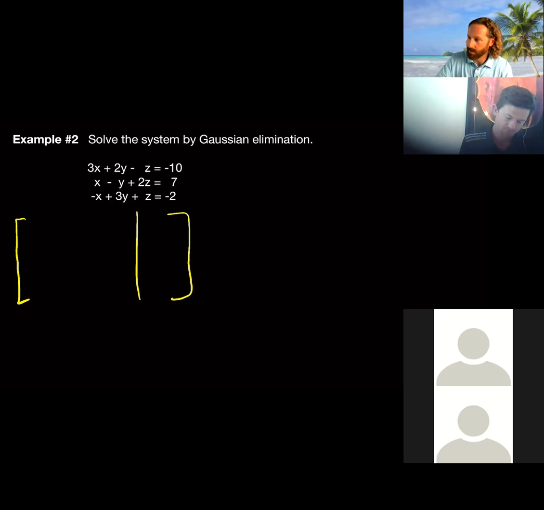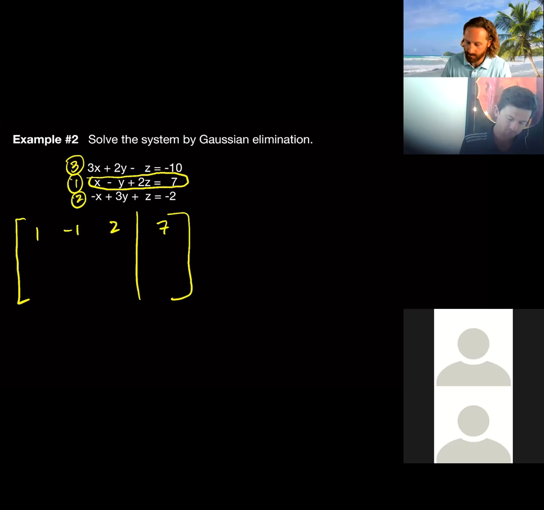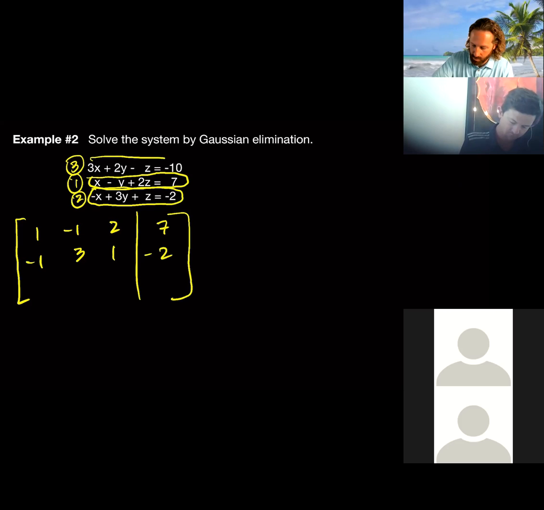What I'm going to do is just rearrange the order and put this one as my first, this one as my second, and that one as my third, in order of ugliness or difficulty, right? So my first one would be a 1, negative 1, 2, and 7. My second one, a negative 1, 3, 1, and negative 2 for row 2. And then row 3, just taking its coefficients, 3, 2, negative 1, negative 10.